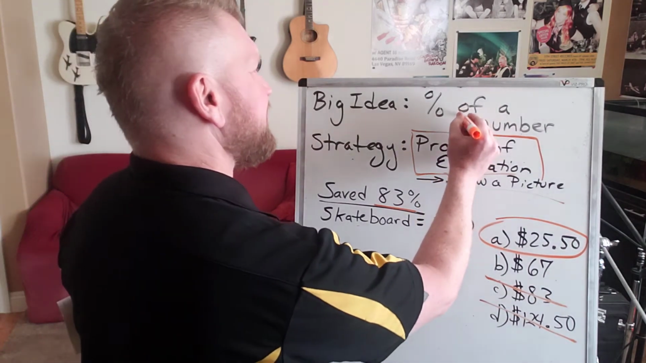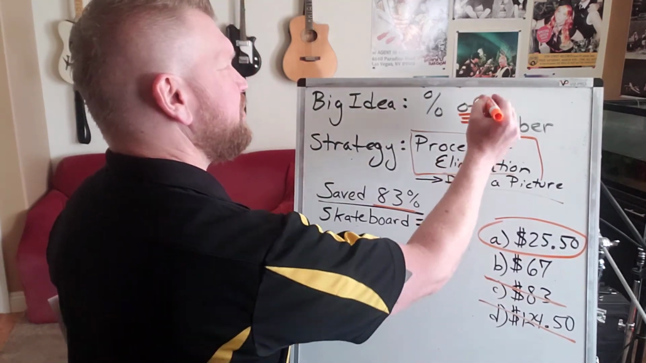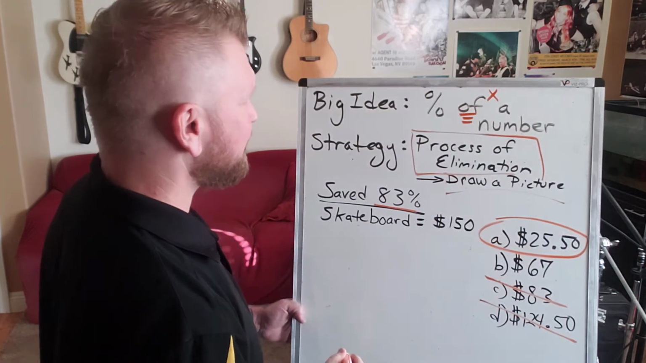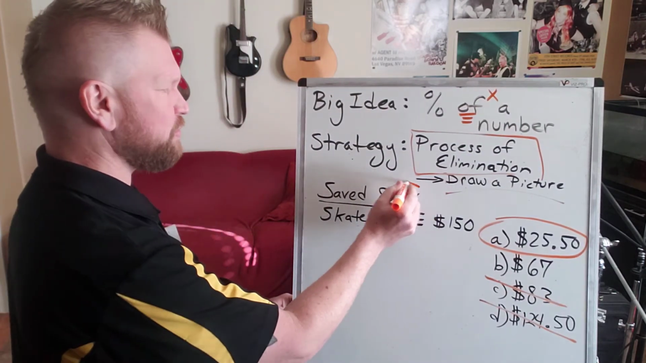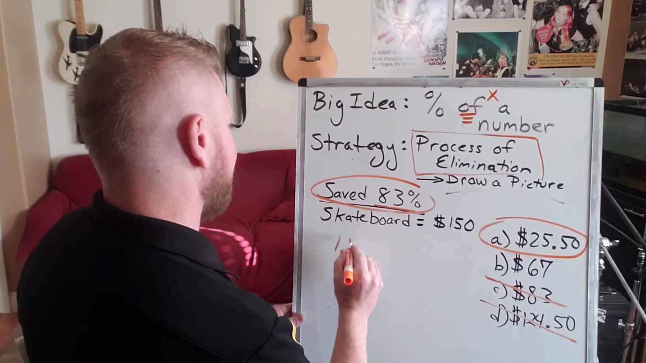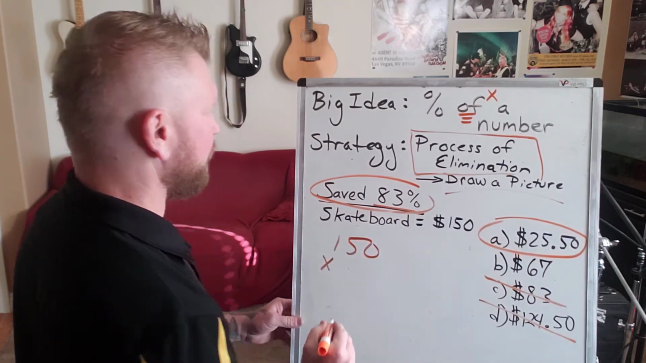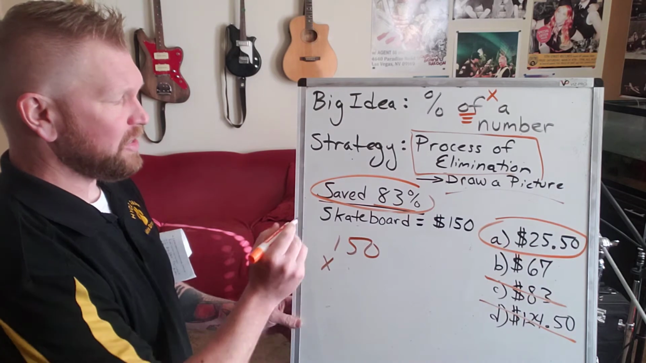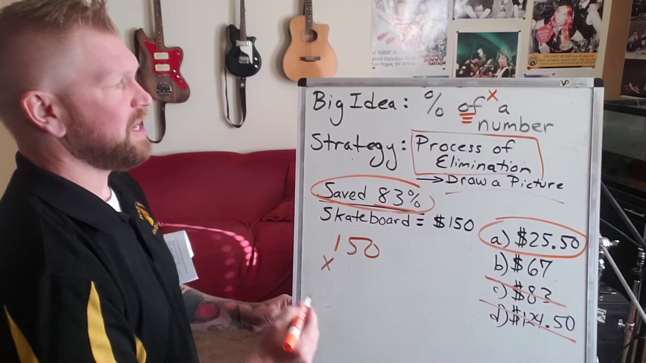when you're finding percent of a number, the "of" tells you to multiply. Let's say we wanted to find 83% of 150. Here's how you would do that. You take your 150, "of" means multiply, so it's 83% of 150, 83% times 150.